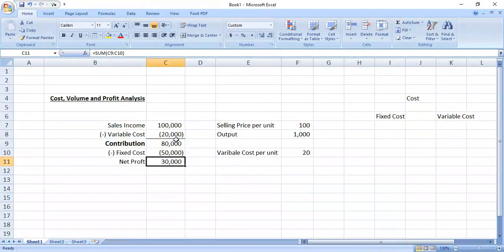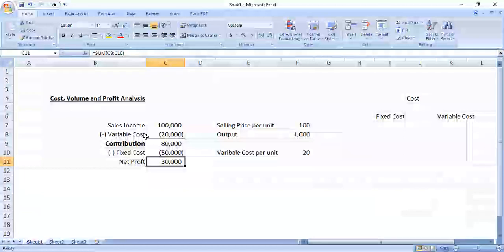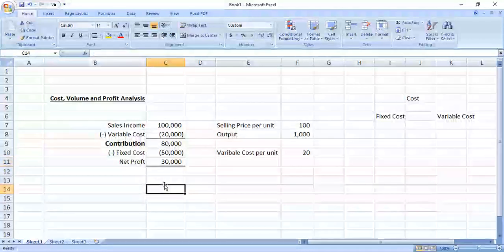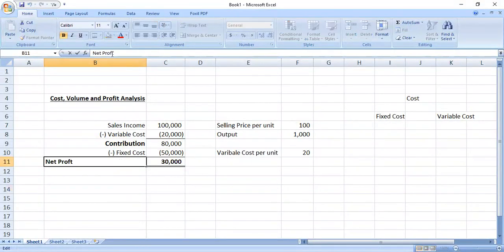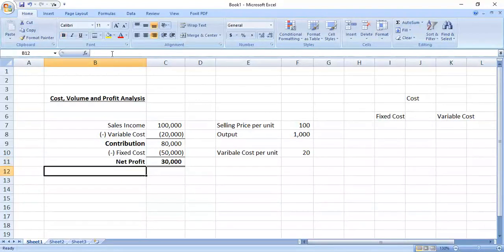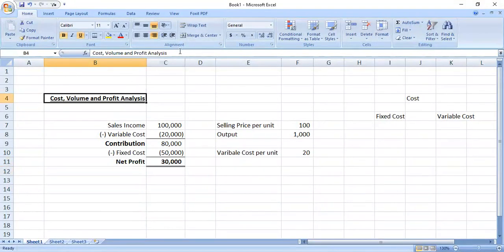Now you deducted both variable cost and fixed cost. All the variable cost will come here. It doesn't matter whether it's direct or indirect. All the fixed cost will come here, right? So the net profit is how much? 30,000. This is how you calculate your profit. Just forget the other methods. In this cost volume profit analysis, or in marginal costing, the profit is calculated like this.